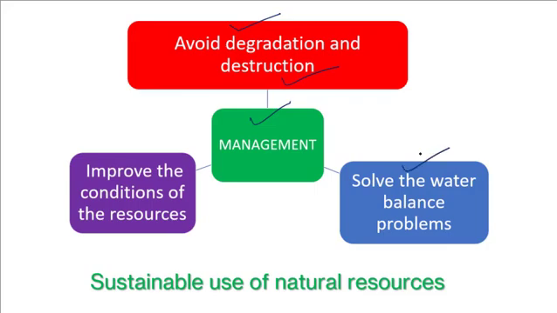As we have mentioned, water may behave like renewable and non-renewable based on the use or management we are doing for conservation of the water. If we do not conserve or manage water resources properly, then it will become non-renewable. Due to the management and conservation, the quality or condition of the resources will improve, and that will ensure sustainable use of natural resources. So here, sustainable management of natural resources is needed for these three factors: avoid degradation, solve problems on water resources, and improve the conditions.